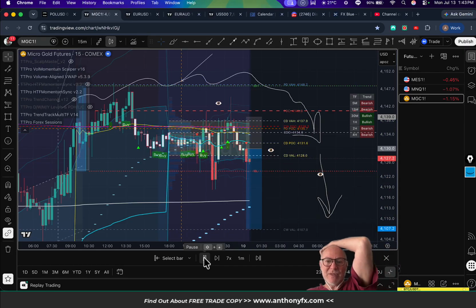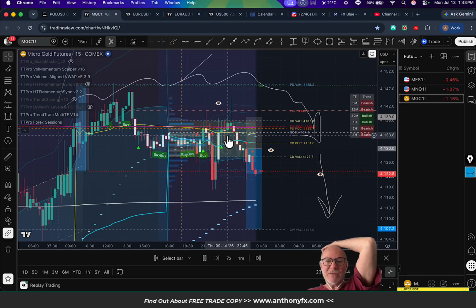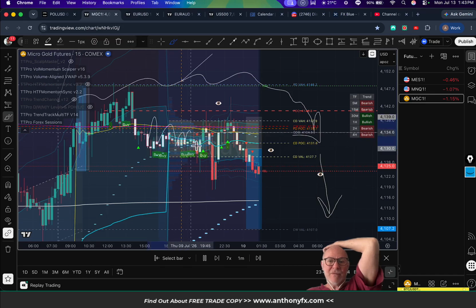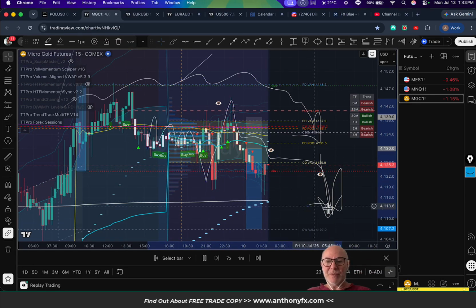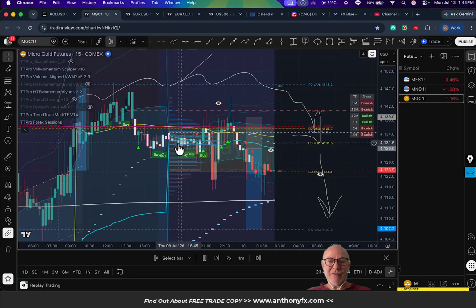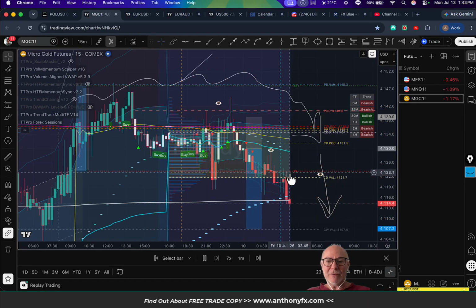Watch out for the stop runs. We've already had one up here, so that's a good sign. When you see a range and you see the fakey, shaky, that's what that is. Range, fake out, shake out, okay, and then momentum. That's another thing, price action. We're just looking for, and that's complicated. Let's not go there.